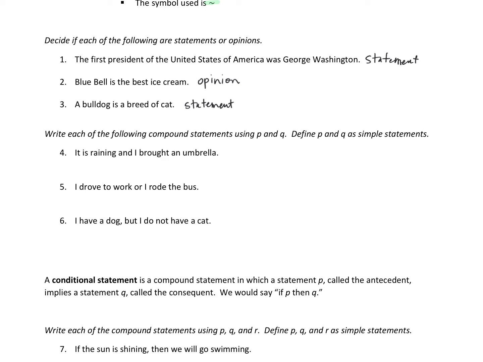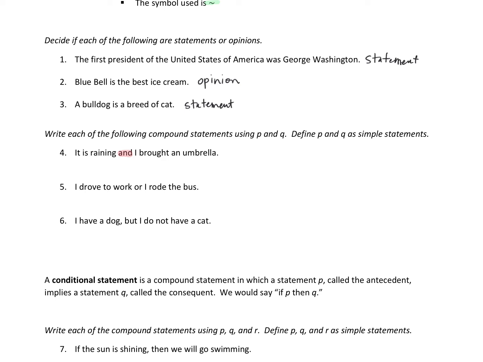For numbers 4, 5, and 6, we want to write each of the following compound statements using P and Q. Define P and Q as simple statements. First, let's look at number 4. We're going to look for the connecting word. We have the word and. The word and is connecting 2 simple statements. What's before and is one simple statement, and what's after and is another simple statement.